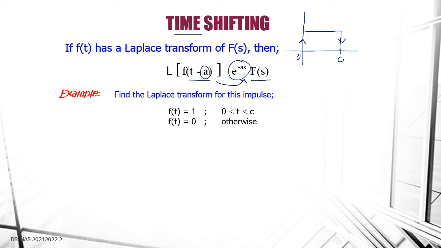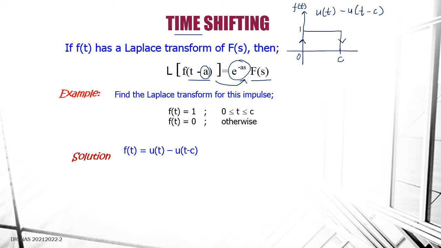Okay, so what is the unit step function for this equation? So this is your f(t). So f(t) equal to, the magnitude is 1, u(t) minus u(t minus c). Okay, so this is the equation for the given function.